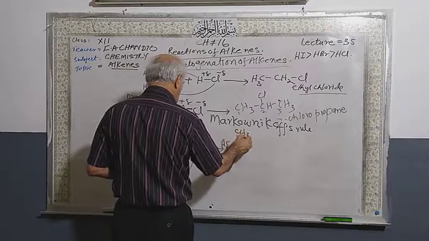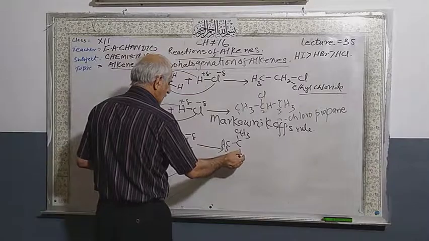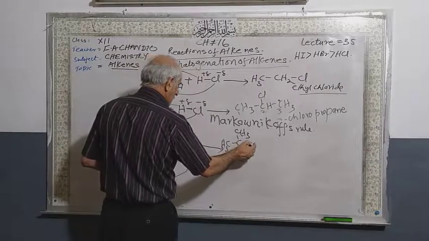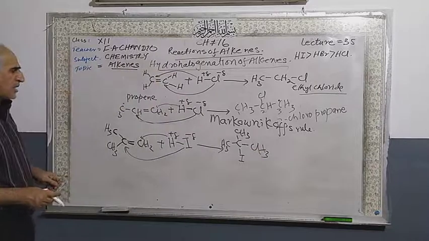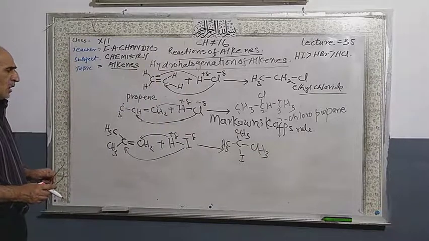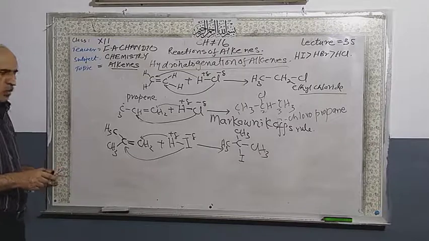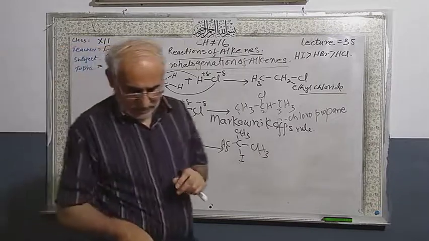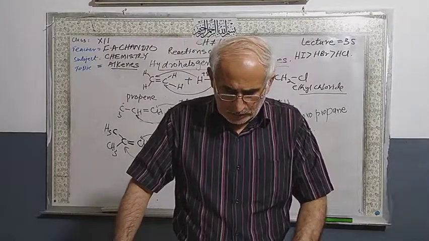CH3, and there should be an iodine and CH3. You will get this compound which is called 2-iodo-2-methylpropane. 2-iodo-2-methylpropane is the main product. This is the main product you will get.